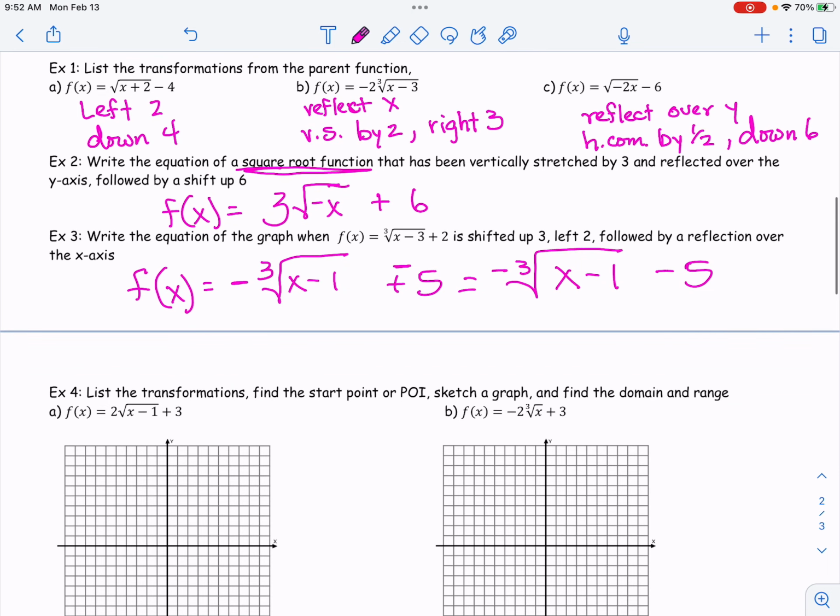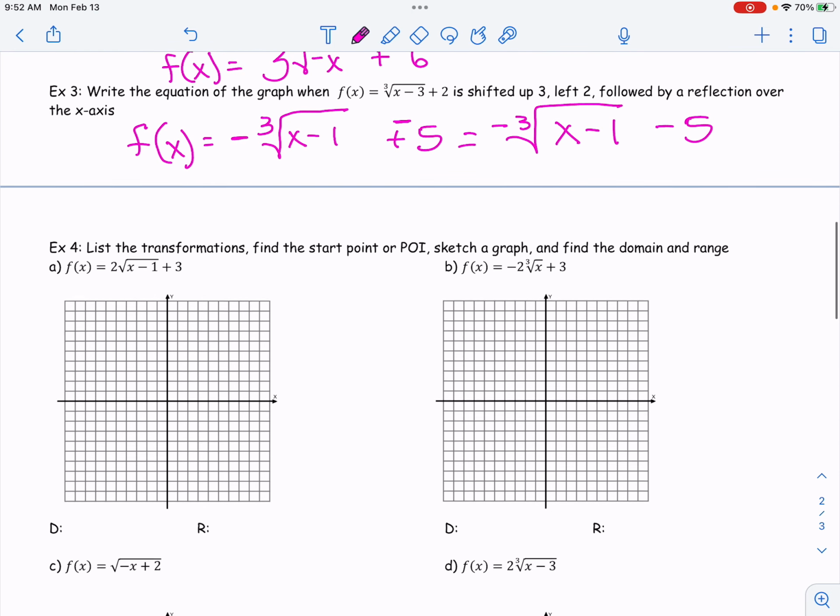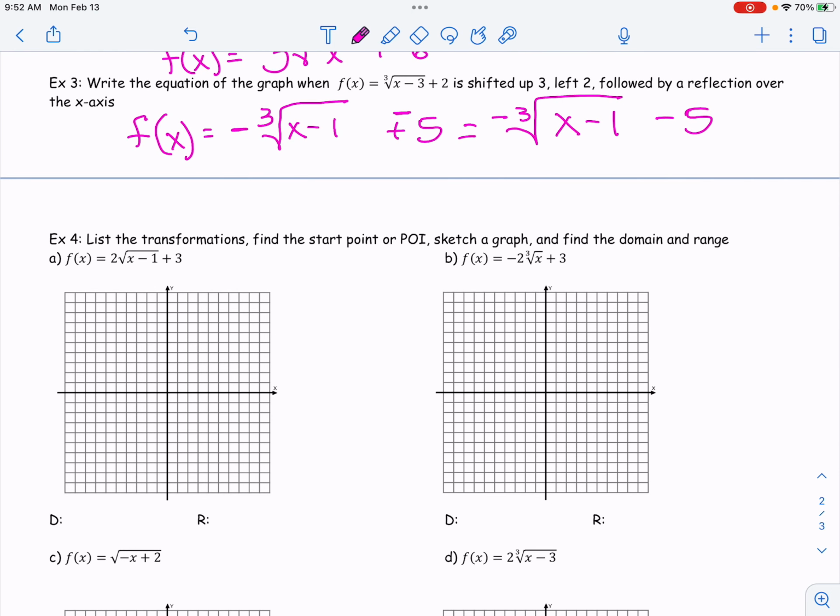Okay, we're going to list the transformations, find the starting point or POI, and sketch a graph. So we have a square root function. Let me remind you what the table is. Your parent function table is 0, 0, 1, 1, 4, 2, and 9, 3.